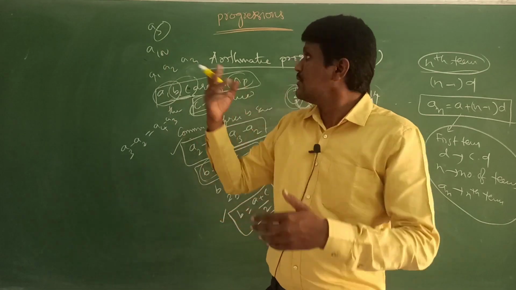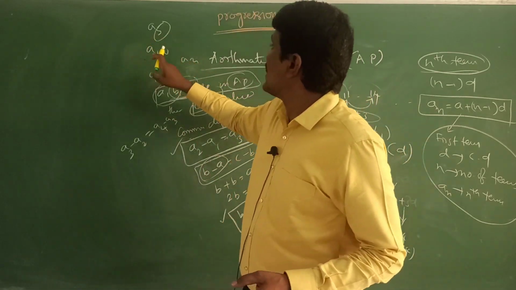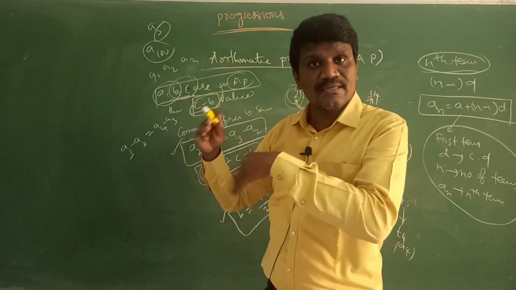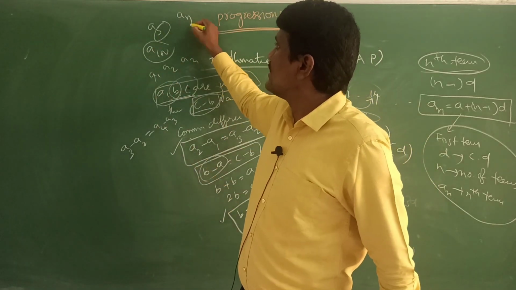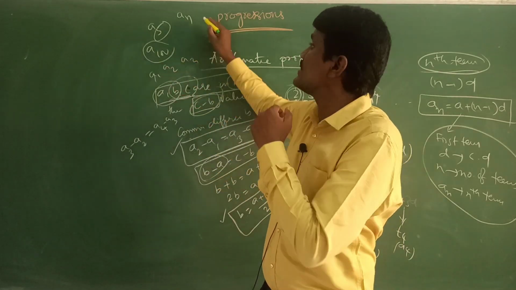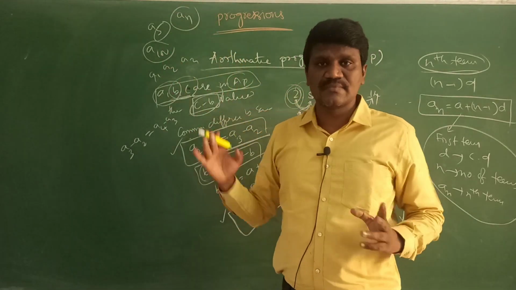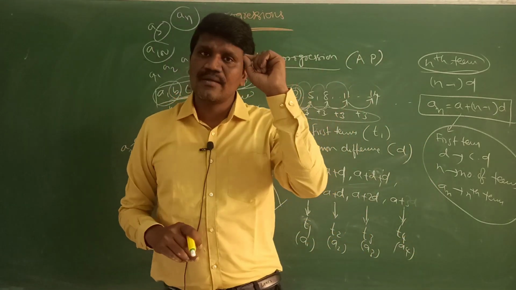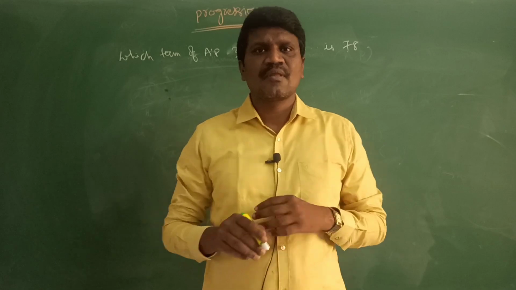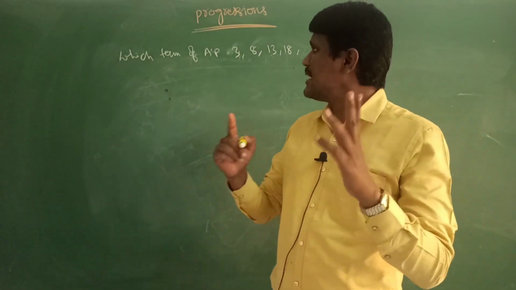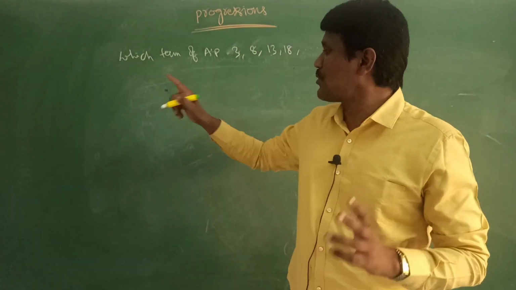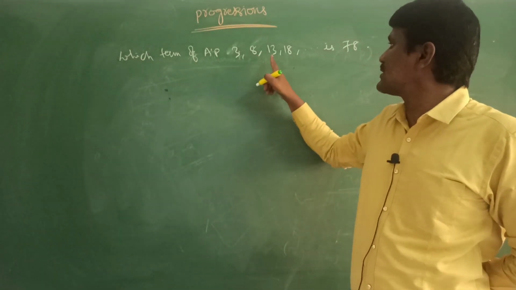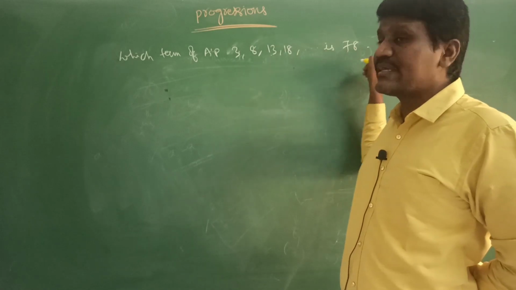So A100 is there. How many terms are there? 100. This is how many term? 100th term. So an is nothing but there are n terms, wherein this is the nth term. So this is the formula, an is equal to a plus n minus 1 into d. Now let's see one problem based on the nth term. So here the problem is, which term of AP 3, 8, 13, 18 is 78.